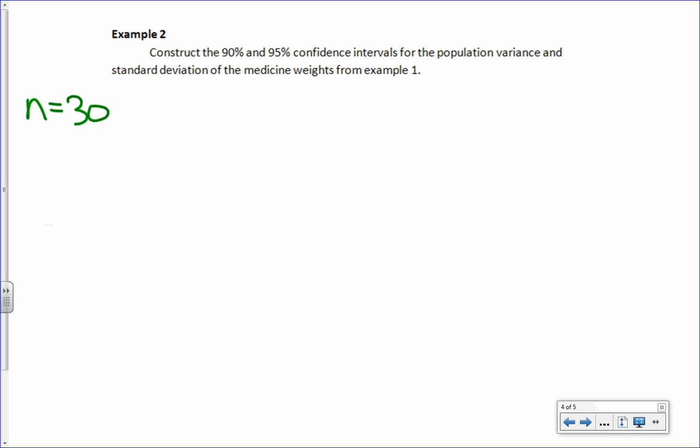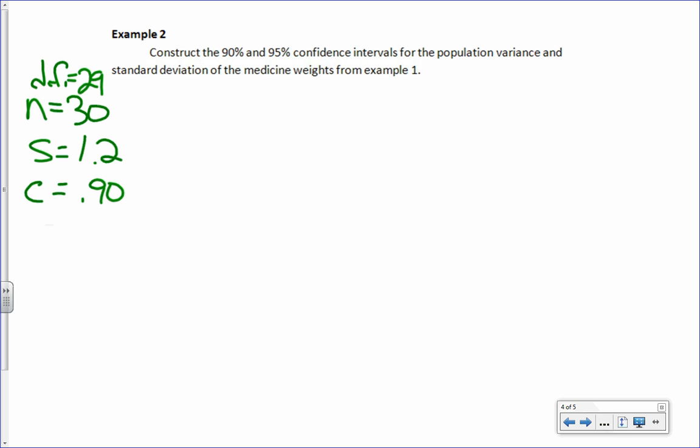And what else do we need? S? 1.2. Again, what if you don't have S? Go get it. C, let's just do 0.90 first. And something else that's helpful is degrees of freedom. You can remember that's the amount of numbers that can be whatever they want to be, right? And that's 29.